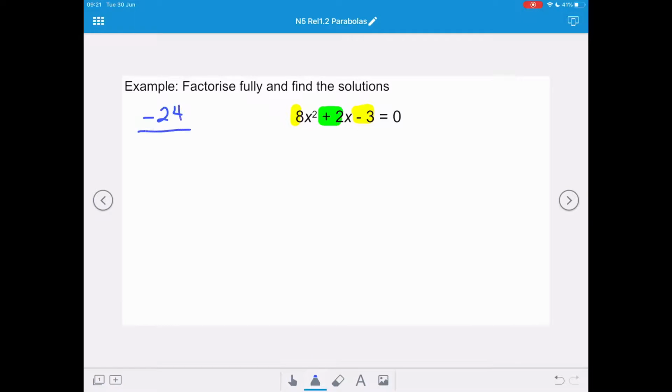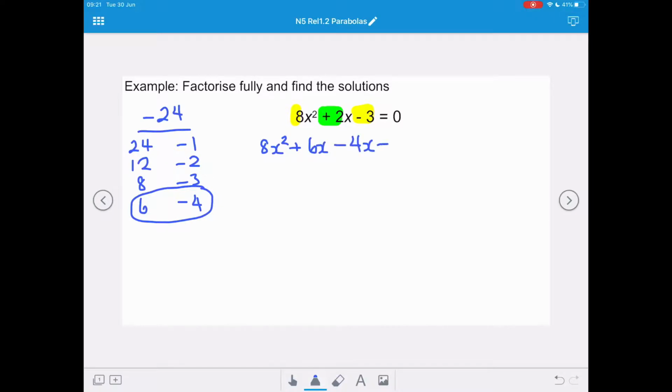Now we've got a negative number at the end, so our brackets are going to have different signs, and the biggest factor is going to be positive. So we've got 24 and negative 1, which doesn't work, 12 and negative 2, which doesn't work. We've got 8 and negative 3 that doesn't work, but 6 and negative 4 do work. So we're going to substitute in 6x minus 4x in place of the plus 2x. That gives us 8x squared plus 6x minus 4x minus 3 equals 0.